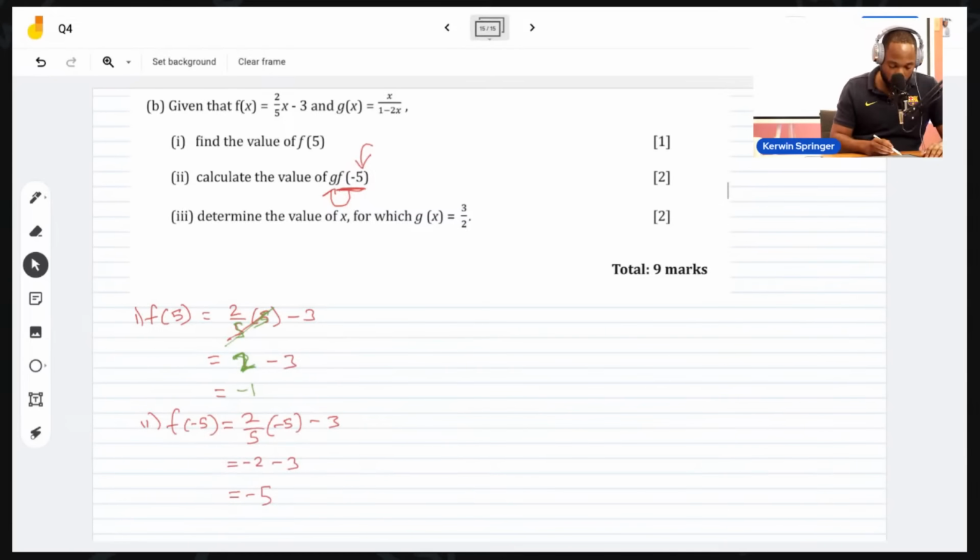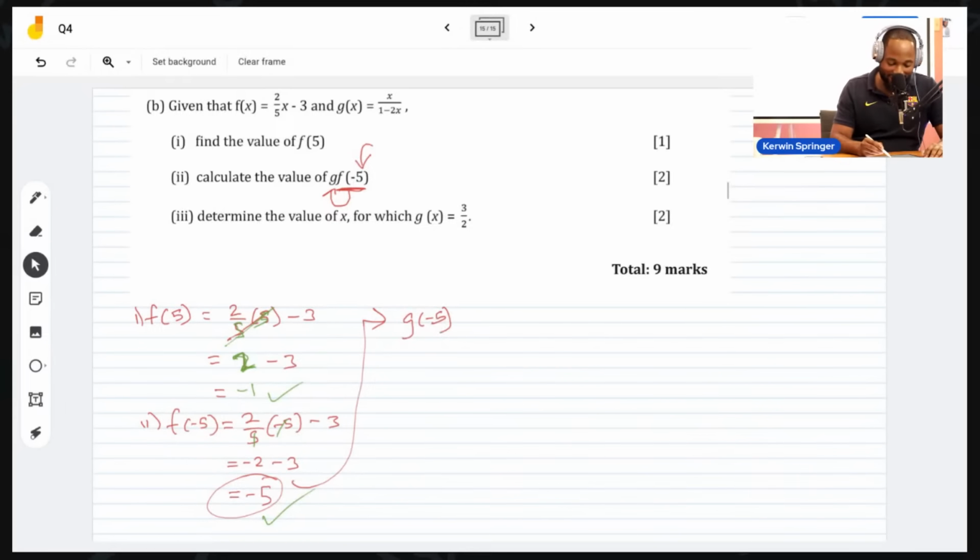And then 2 over 5 by negative 5, we cross out this, and let me make sure you're negative 2. Negative. So we good. We ain't done yet with part 2 though, because I need to take this and put it back into G. So G of negative 5.